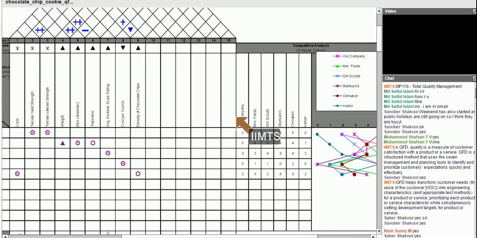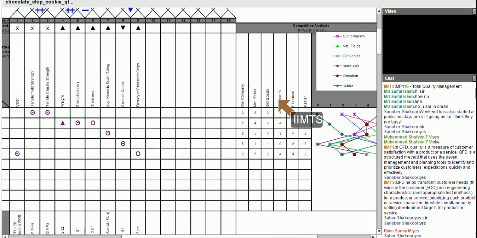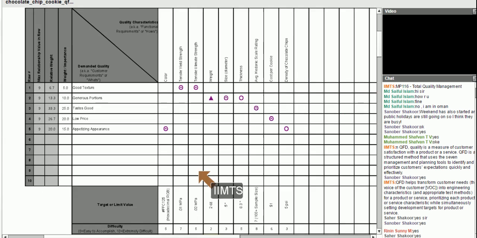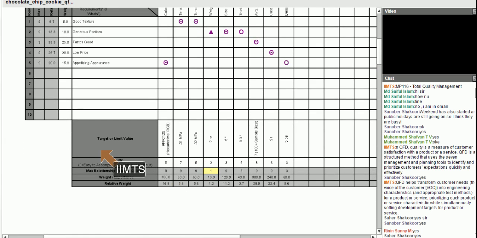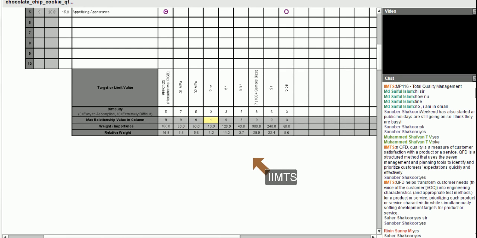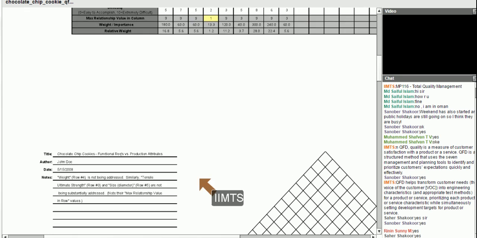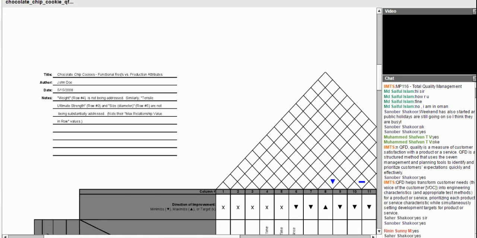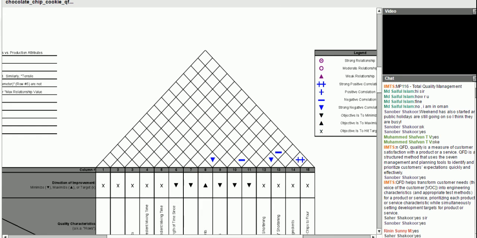And this is the comparison of various companies. This is the organization making this chart, and these are their competitors: Starbucks, Cinnabon, Keebler. Now let's take a look at this. This is the target or value limit. So it's a method of improving the services. Let's take a look at another chart. Now here, what do all these signs mean?